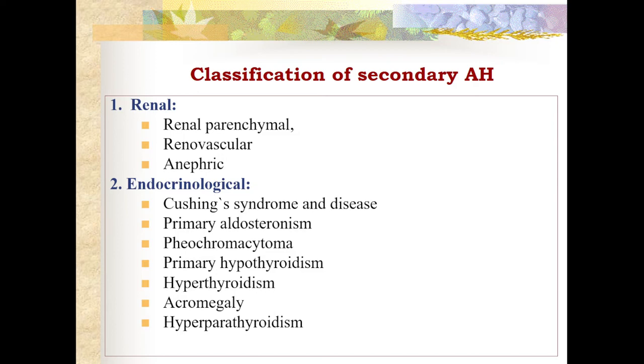Second group of reasons of secondary arterial hypertension, endocrinological diseases, such as Cushing syndrome and Cushing disease, primary hyperaldosteronism, pheochromocytoma, primary hyperthyroidism, hypothyroidism, acromegaly, hyperparathyroidism.